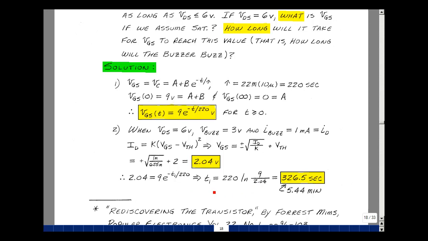And that's 326.5 seconds. Convert that to minutes, you get 5.44 minutes. This alarm will stay on 5.44 minutes when you let go of that switch. And that could be a trip switch on a door or some kind of thing you're trying to protect. And that's supplemental problem 411.